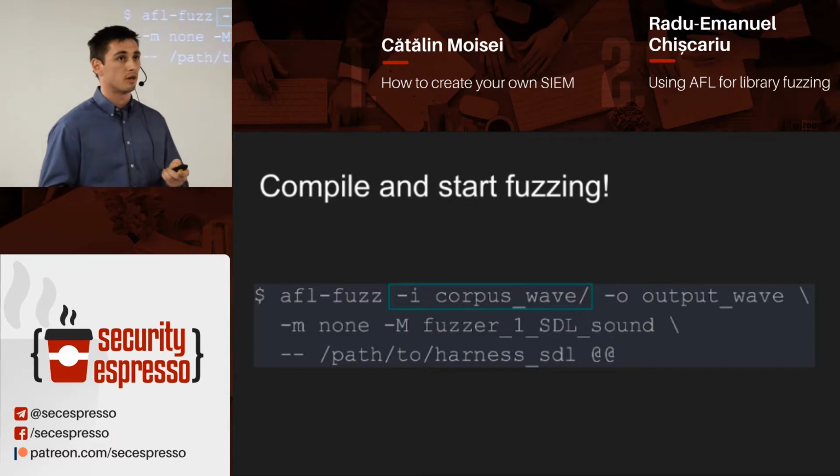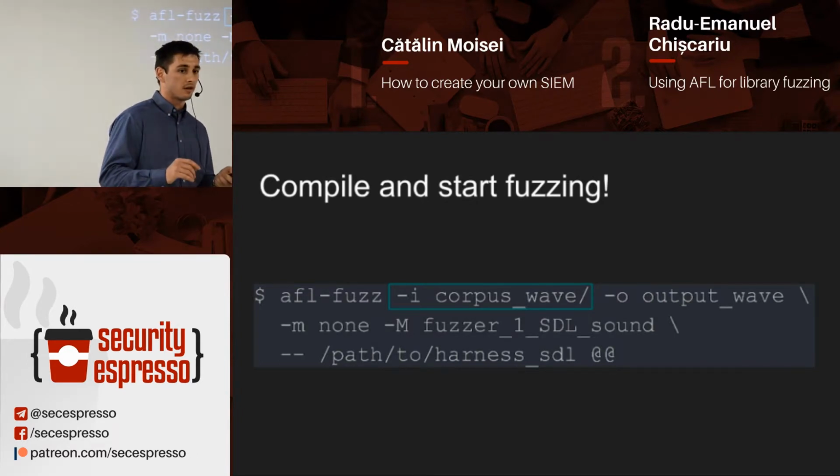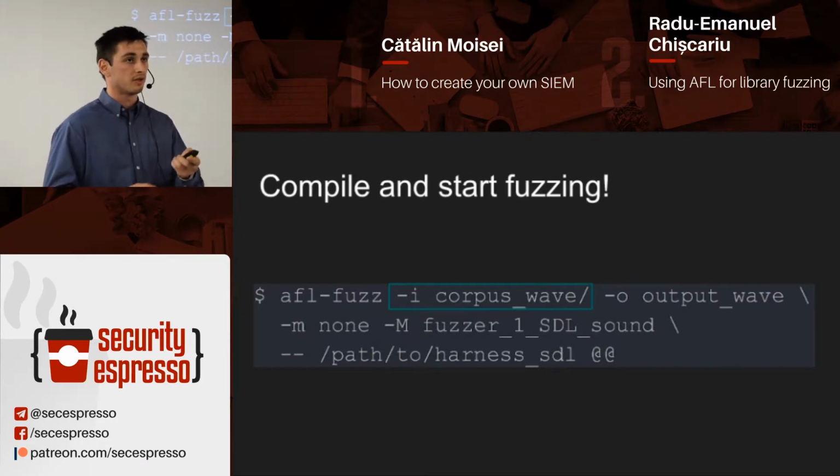Then we go on to the actual fuzzing. This is very important if you want to do fuzzing. Remember when I said that AFL is very easy to use? Well, this is the reason. Check it out.